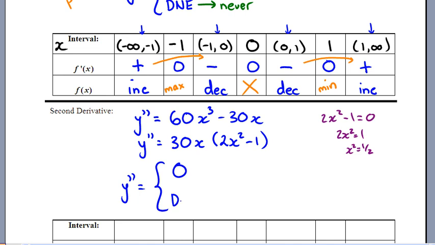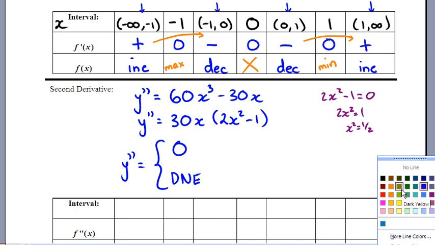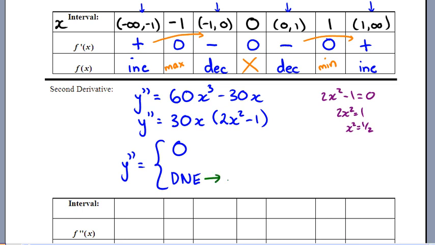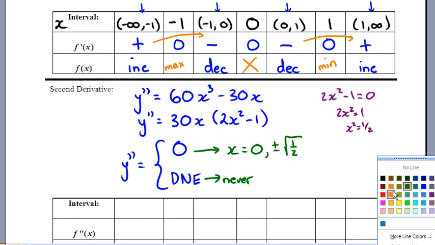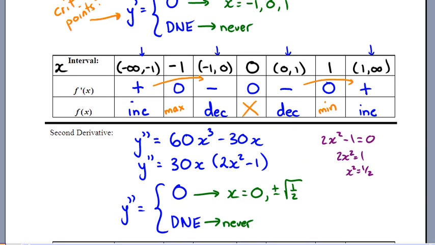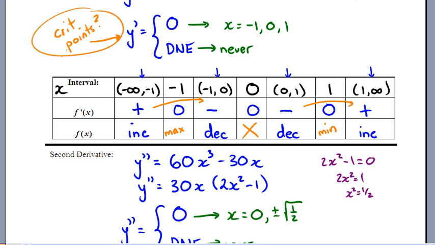I'm wondering, could you be 0? Could you be busted? I'm looking for possible inflection points. Now, I don't find any way of breaking it, but there are a couple of ways of making this second derivative equal to 0. I have x equal to 0 and plus or minus the root of a half. So these are not guaranteed to be inflection points, whereas up here, these were guaranteed to be critical points. But right now I'm wondering about possible inflection points, as I look at what this second derivative is doing.